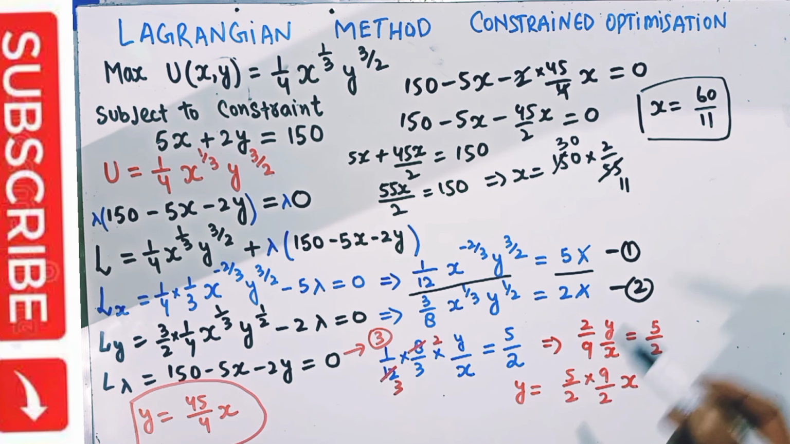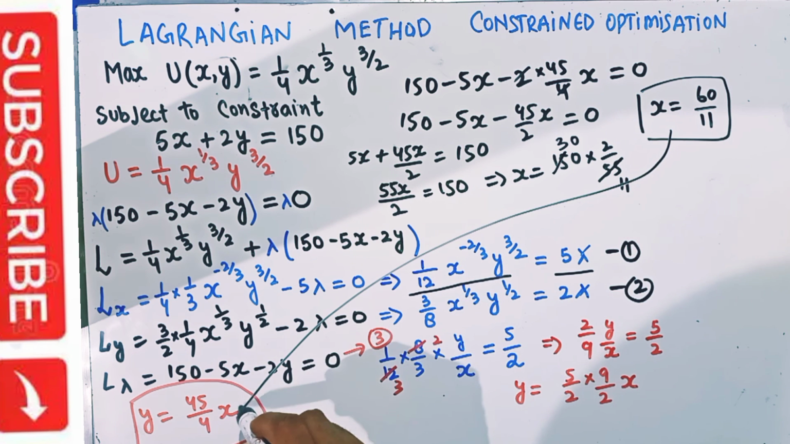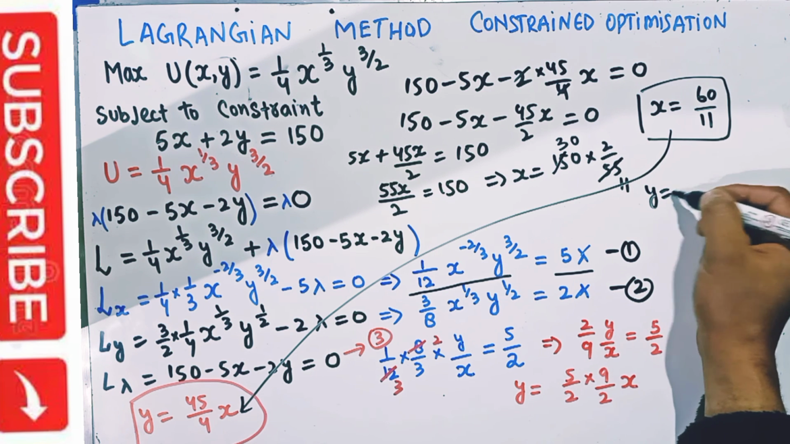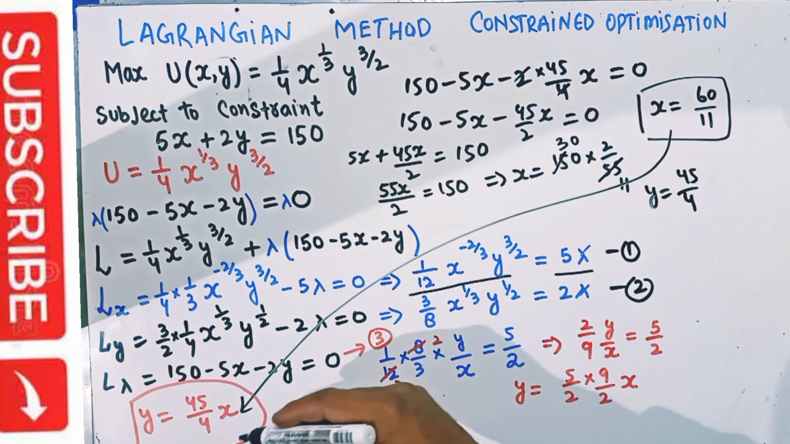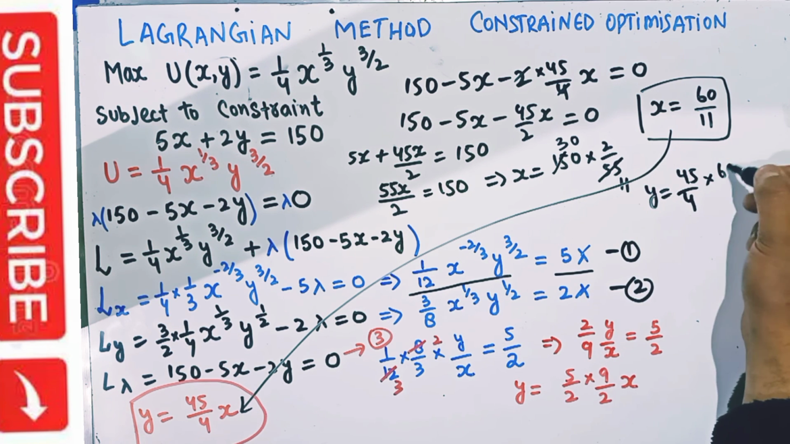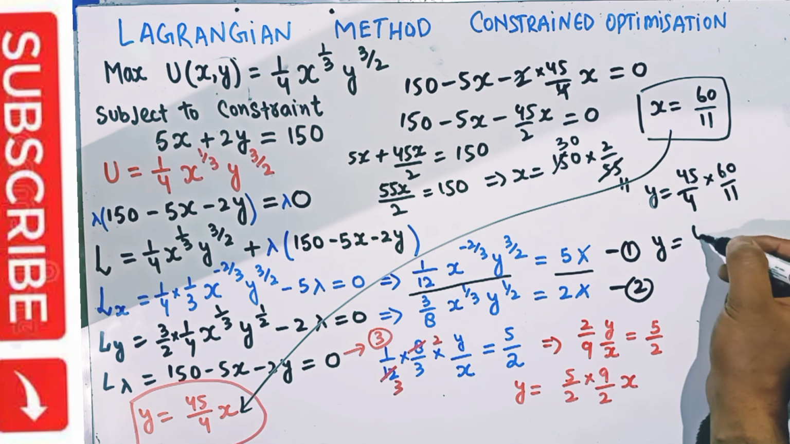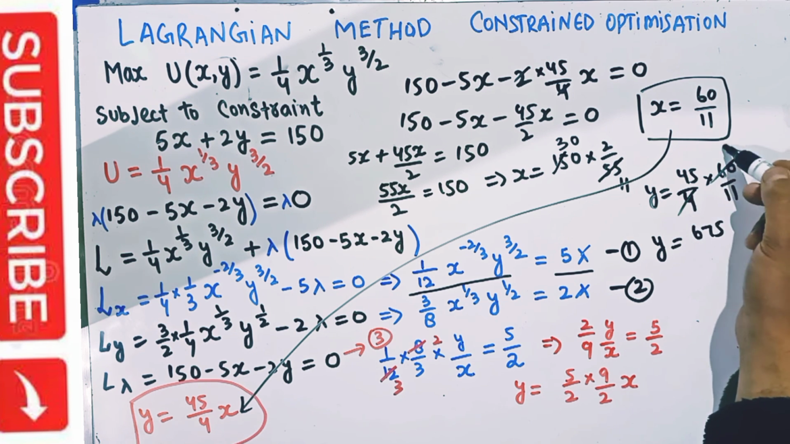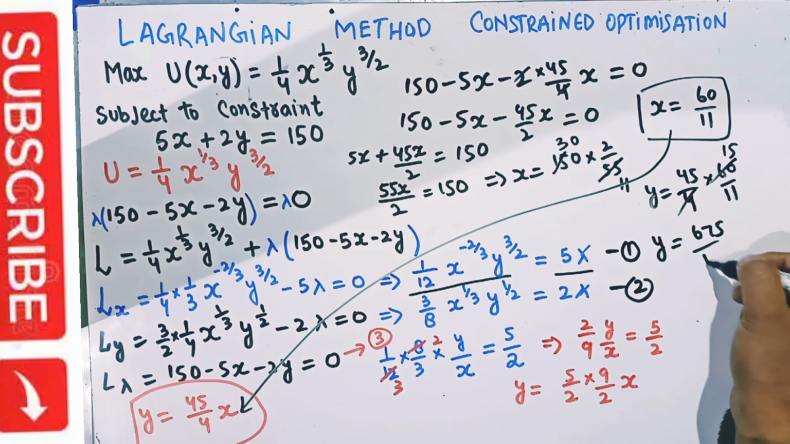To find out the optimal value of y, simply plug x equal to this value into this function. So we will have y is equal to 45 upon 4. In place of x we have 60 upon 11. Solving this, we will get y will be equal to 675. 4 ones are 4, 15s are, so this will come out to be 675 upon 11.